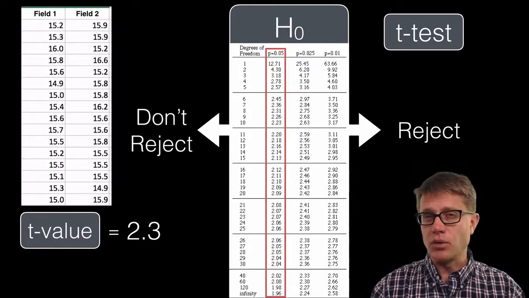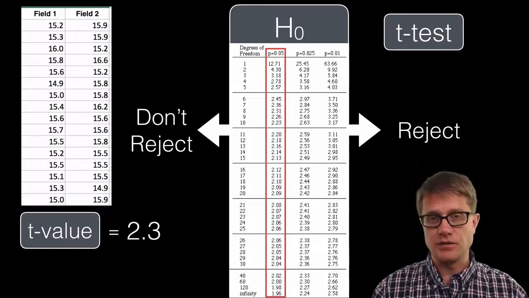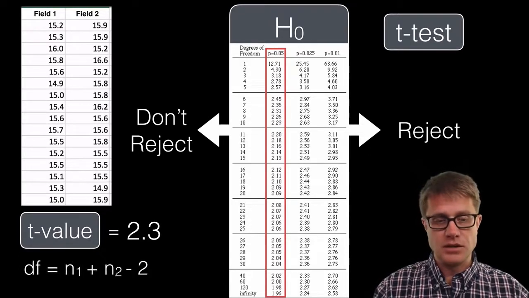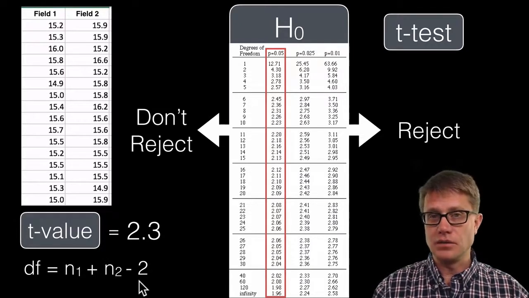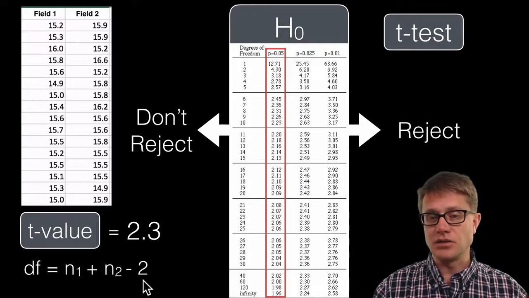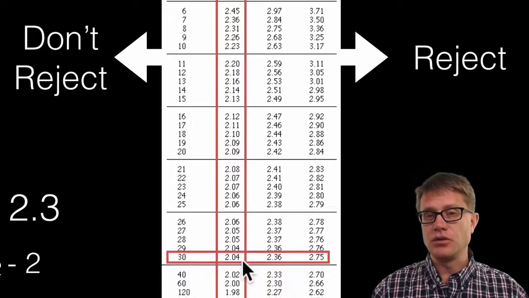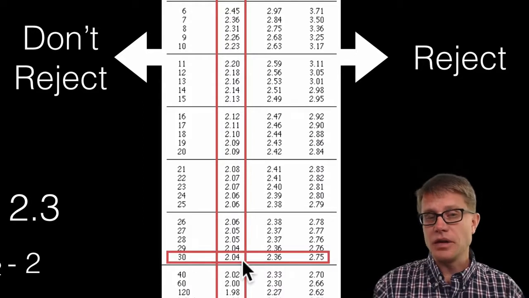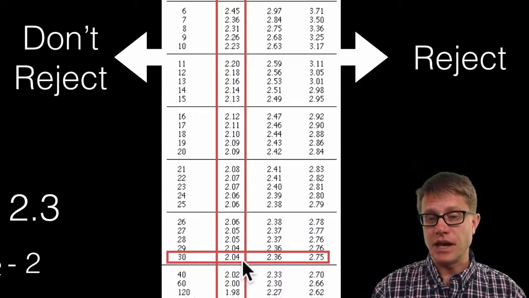Now we have to figure out what row we're going to do. And to do that, we have to know how many samples we collected and figure out the degrees of freedom. So the degrees of freedom is going to be the samples of n1 and n2 minus 2. So since we took 16 from each, it's going to be 32 minus 2, or 30 degrees of freedom. So here's our critical value. Our critical value is going to be 2.04. So is our t-value higher than that? So this is where we're doing the actual t-test. Are we higher than 2.04?